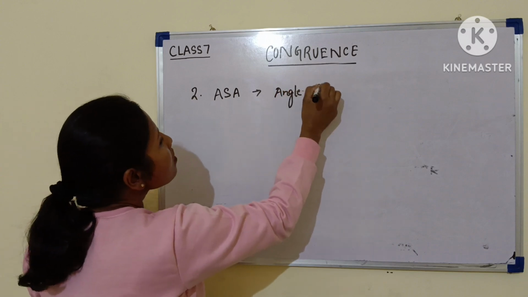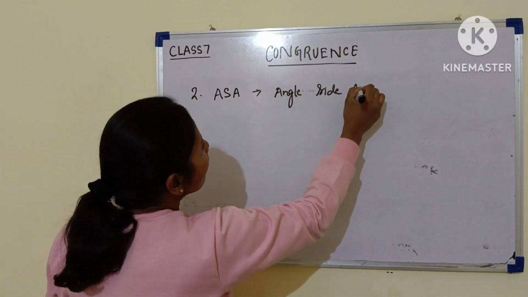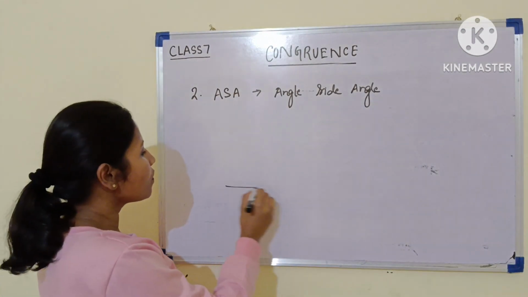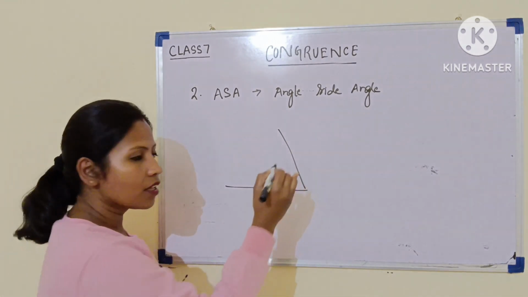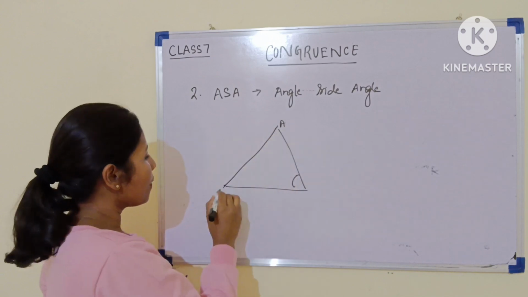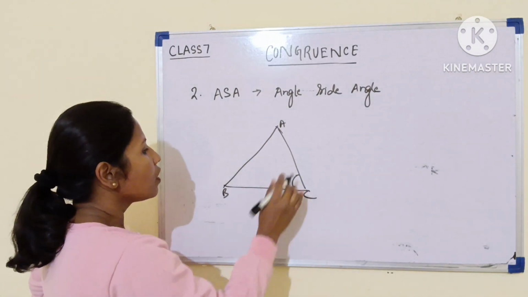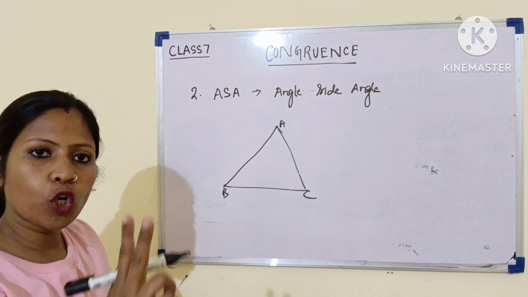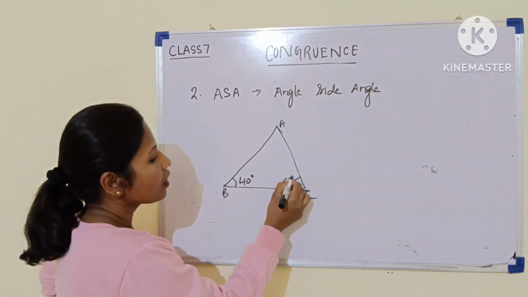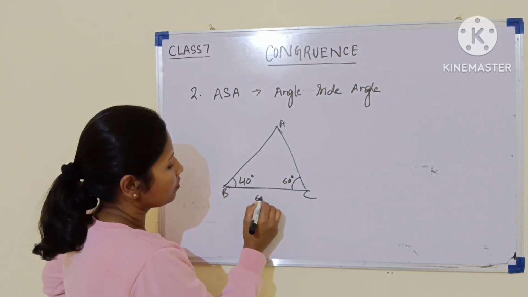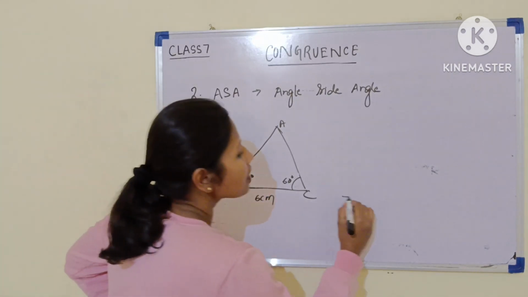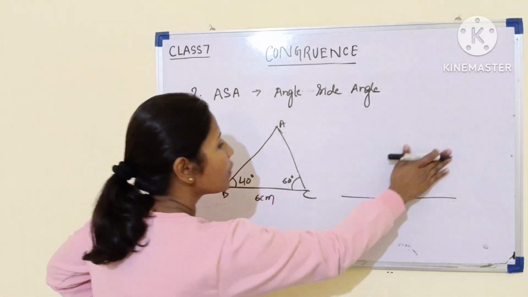Angle, side and angle. Previously I gave you two sides and the inclination, and you made the same triangle, right? Suppose ABC. Now what will I give you? I'll give you two angles. Suppose this is 40 degrees and this is 60 degrees, and I'll give you this side. Will you be able to make a similar triangle here? So how will you do it?